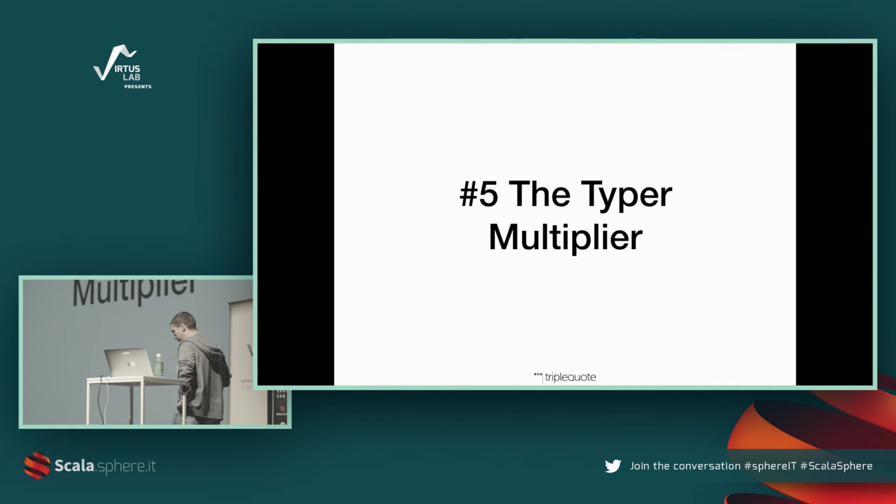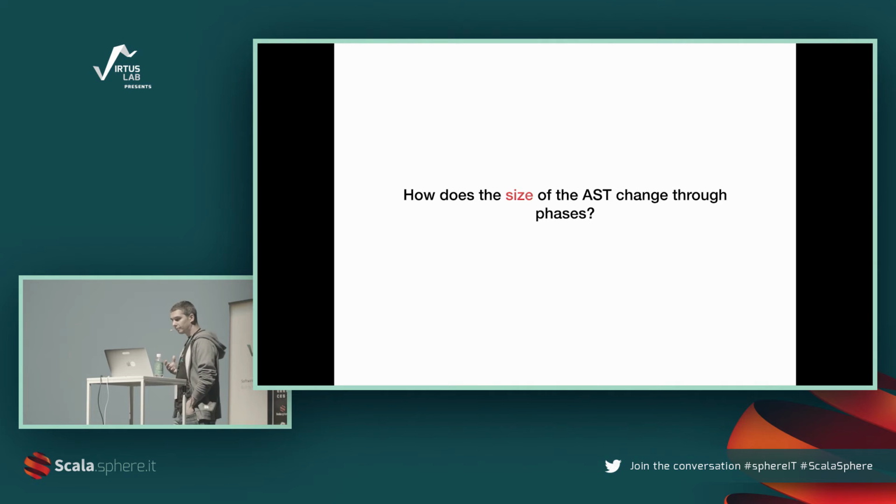So one other thing that I found useful when I was reasoning about build times and compilation times was to find out how much code is generated at the typer phase. So we start with a relatively small program, as I showed you, a couple of case classes, and we end up with something that is a lot larger. So I don't know, maybe 10 times larger. So the question is, how does the size of your program change through compilation phases?